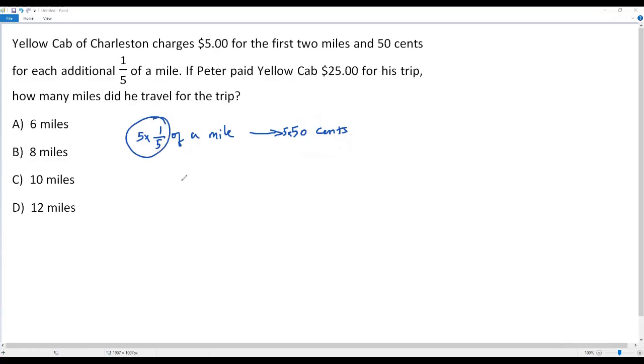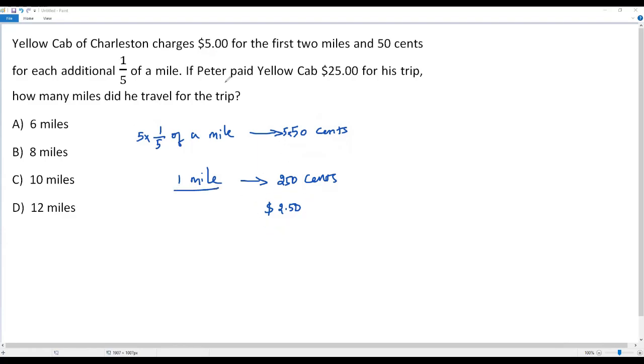So 5 times 1 over 5 is just 1. That is 1 mile over here. And here 5 times 50 is 250 cents. Since we have the fixed charge in dollars and the total cost in dollars, we have to convert these cents also to dollars. For that, we have to divide this 250 by 100. Then I'm getting $2.50. So for each additional mile, the cost is $2.50.